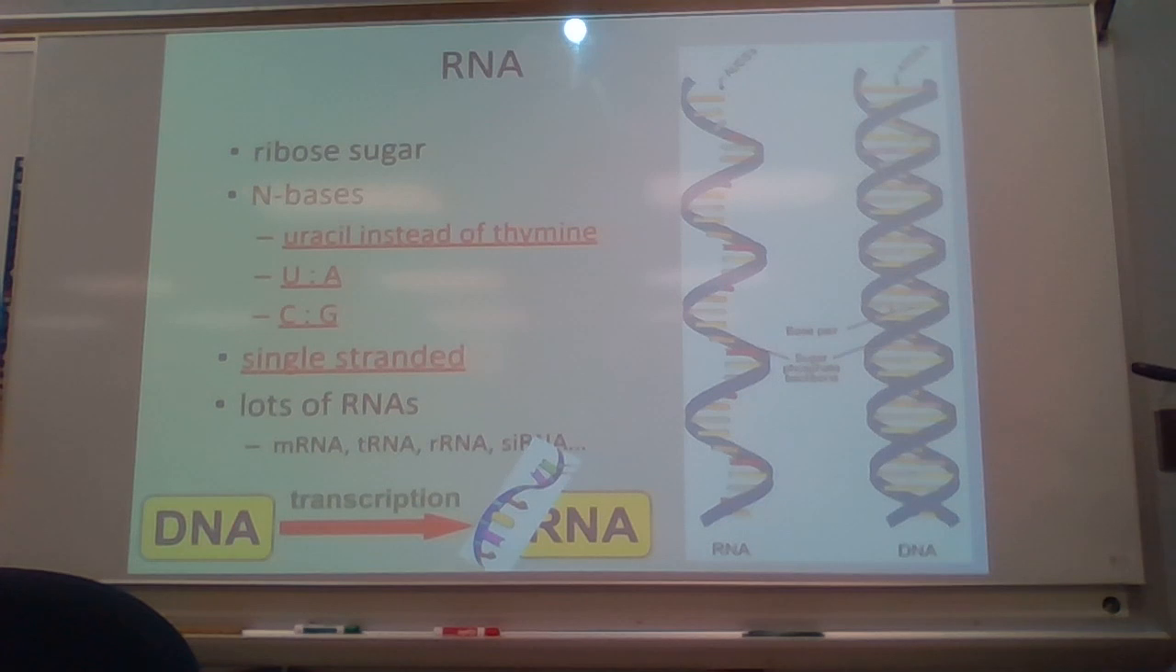They also use a slightly different set of bases. The main difference being that RNA does not use the base thymine. Instead, it uses the base uracil. But the base pairing rules are still the same. Just instead of anywhere that we would put T in DNA, in RNA we're going to put U. So instead of T pairing with A, U pairs with A, and then C and G are still going to be the same. So those are all differences in the nucleotides.